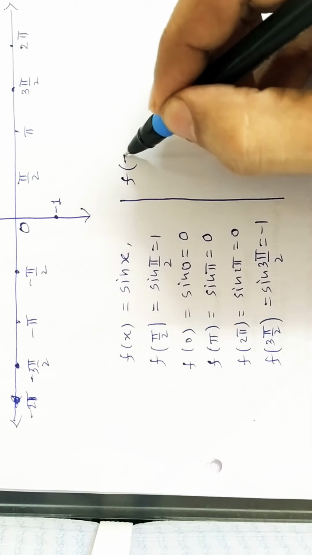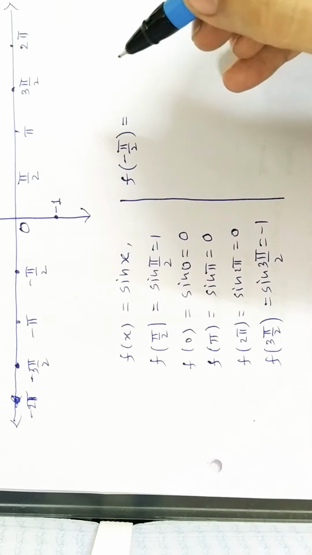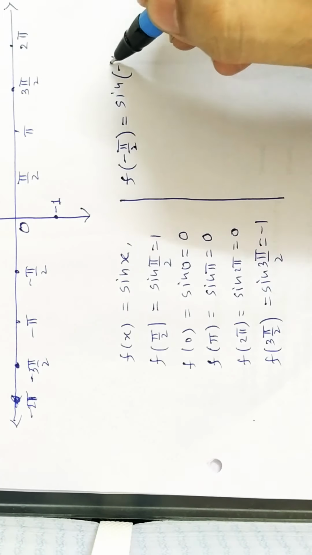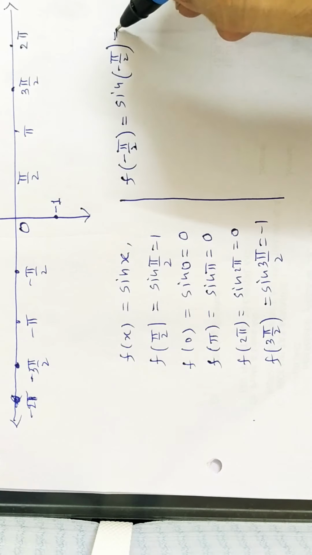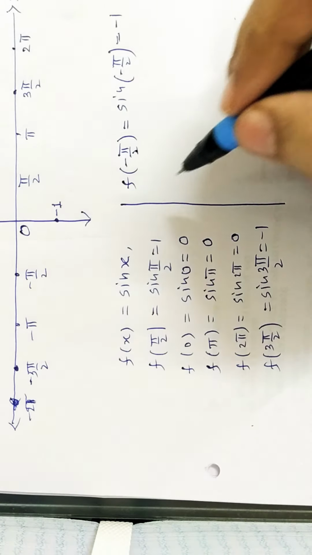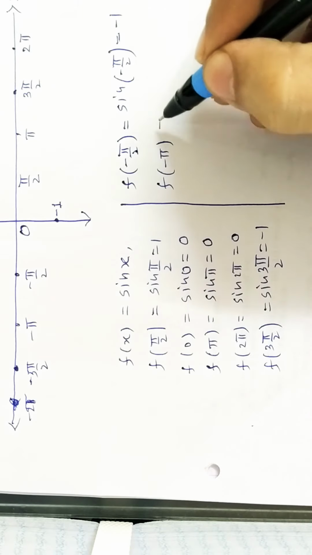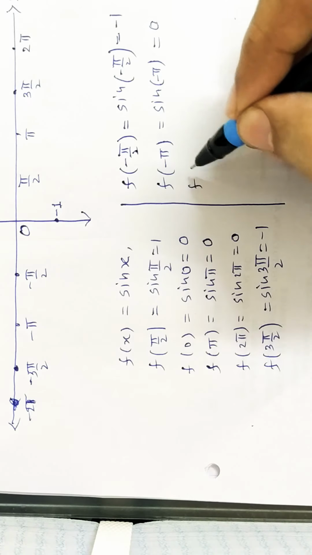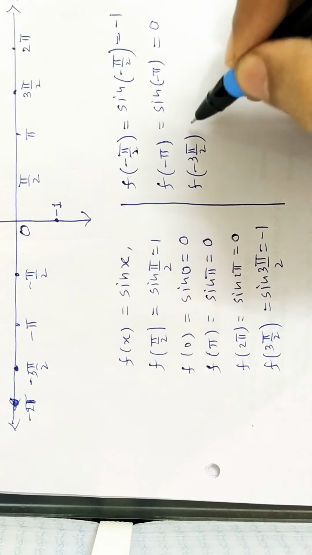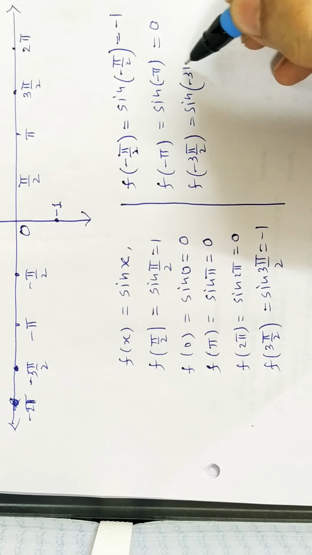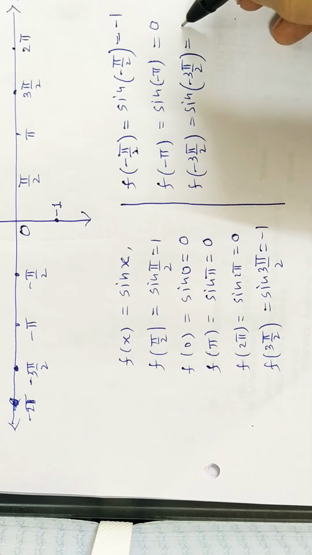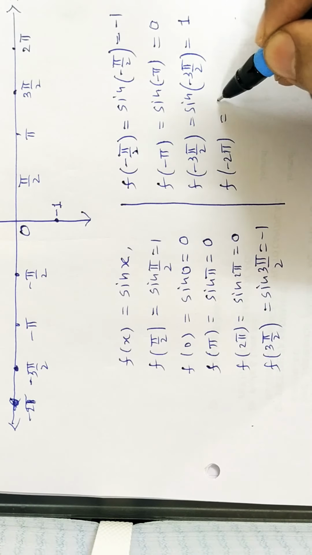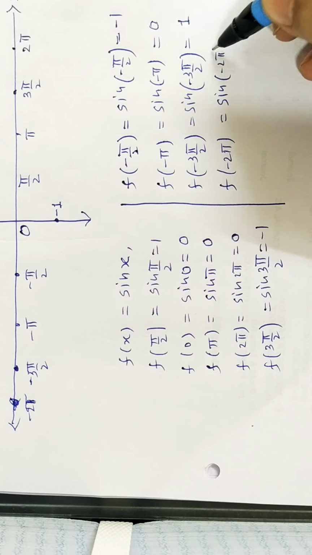f(minus pi by 2): if we take x equal to minus pi by 2, then the value of sine minus pi by 2 is minus 1. f(minus pi), sine minus pi, value is 0. f(minus 3 pi by 2), sine minus 3 pi by 2, value is plus 1. f(minus 2 pi), sine minus 2 pi, value is 0.